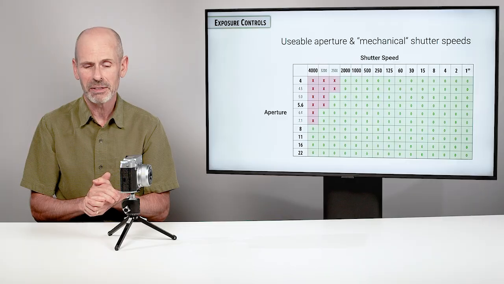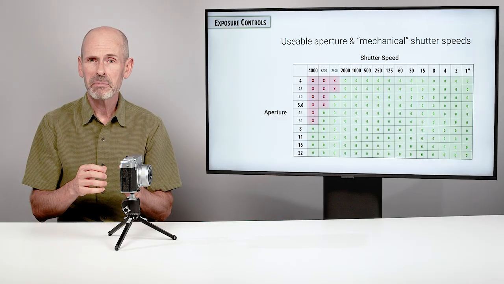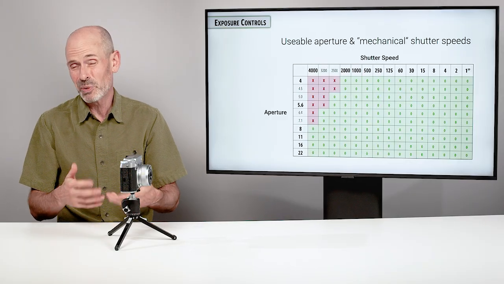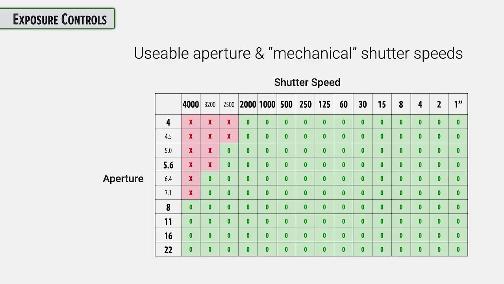And on this camera, using the mechanical shutter, which is the one I would recommend most of the time, there are some exposure settings that you just can't get to. You cannot get to 4,000th of a second at f4 with the camera and the mechanical shutter. It just won't work on you. In fact, let me show you.